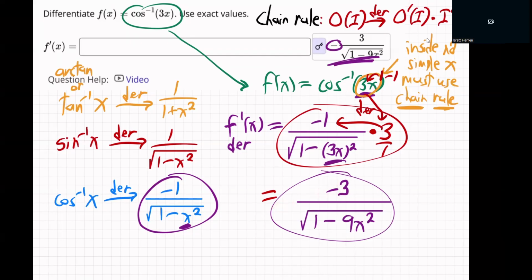So you have to remember that when the inside of any function, and this is not just true for inverse sine, cosine, tangent, this is true of any function anywhere at any time, if the inside is anything other than a simple x, then you must use the chain rule. If this was just plain x, then you don't need the chain rule. But if the inside is not a simple x, the chain rule says do the derivative of the outside, keep the inside the same at first, then go times the derivative of the inside. Chain rule. So there we go.